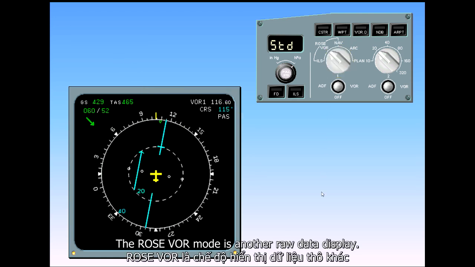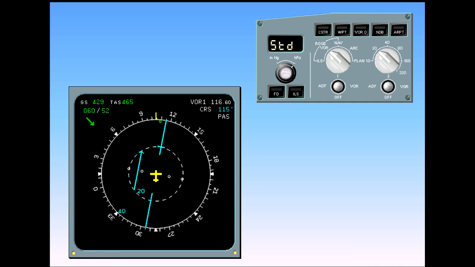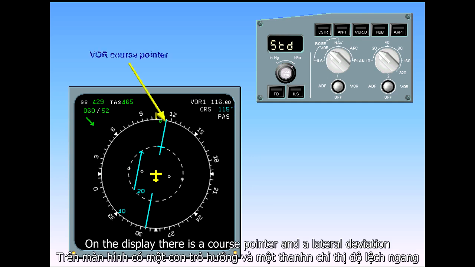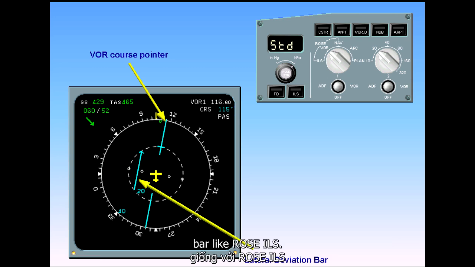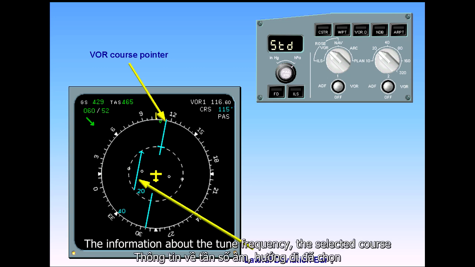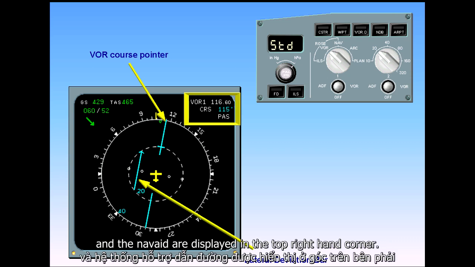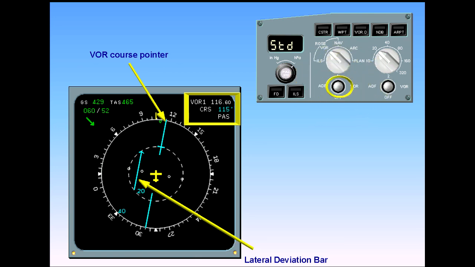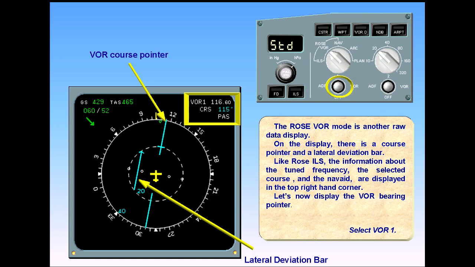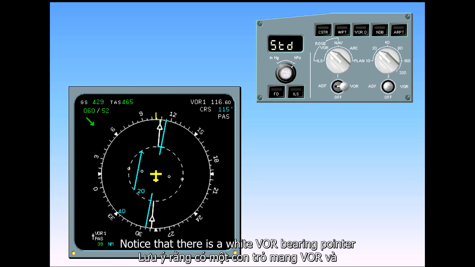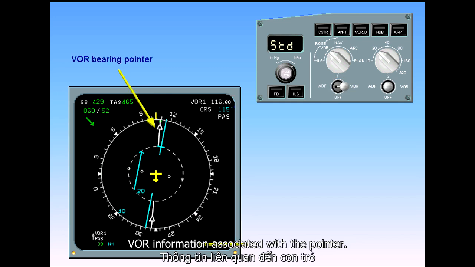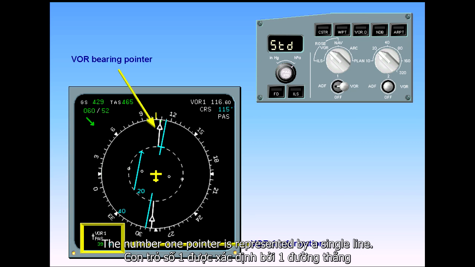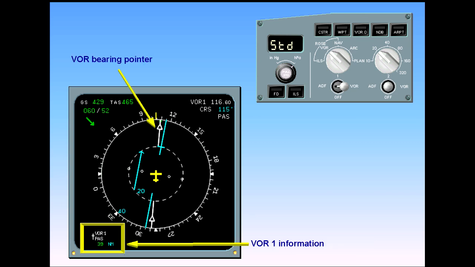The Rose VOR mode is another raw data display. On the display, there is a course pointer and a lateral deviation bar. Like Rose ILS, the information about the tune frequency, the selected course, and the nav aid are displayed in the top right-hand corner. Let's now display the VOR bearing pointer. Notice that there is a white VOR bearing pointer and VOR information associated with the pointer. The number 1 pointer is represented by a single line.